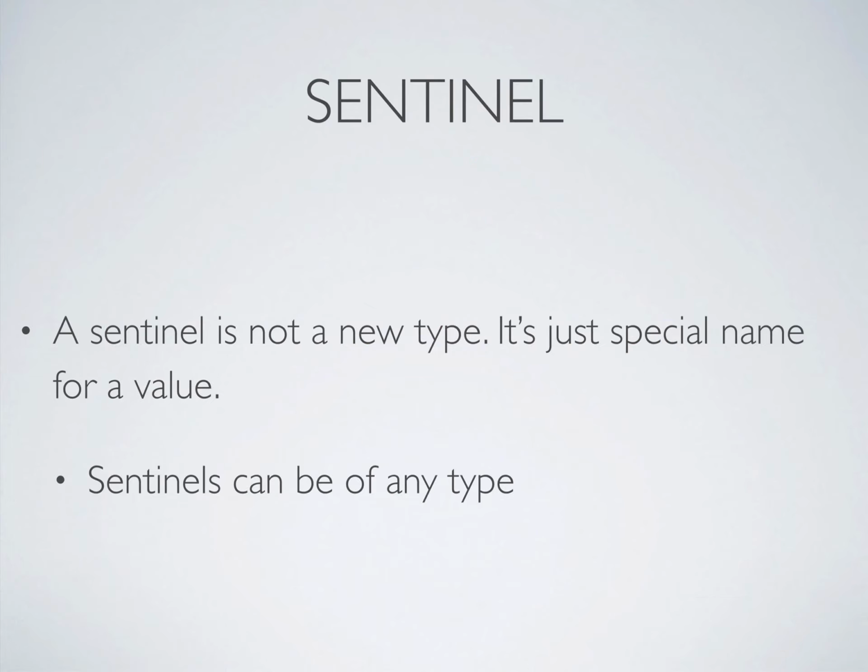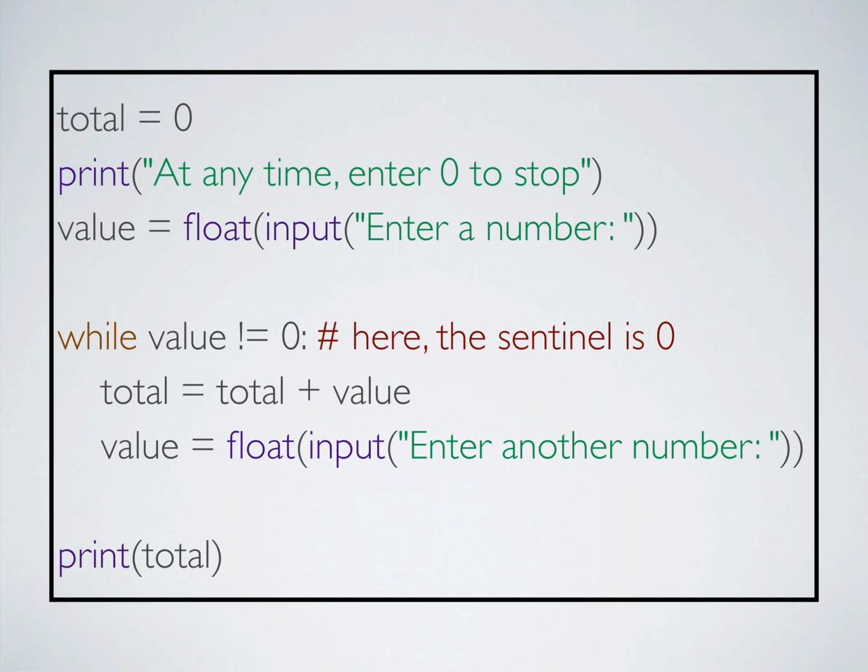Something to note about sentinels: sentinels are not a type. It's just a special name for a value. So I know it's a little bit confusing because we use types to categorize values, but sentinels can be of any type. So in this example here, the sentinel is 0, the integer 0, but you can have your sentinel be any type that you want.